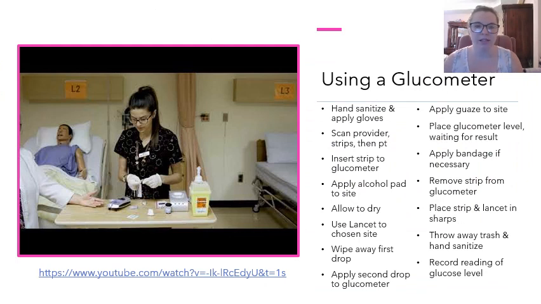Okay, so this next video here is about using the glucometer. I've spelled out the steps here for you. You first need to, of course, use hand sanitizer, wash your hands, apply your gloves. You first scan the provider that's doing it on your badge. You would have a little barcode, then the bottle of strips, and then the patient. You need to make sure that your strips are not out of date. They only last for a certain time frame.